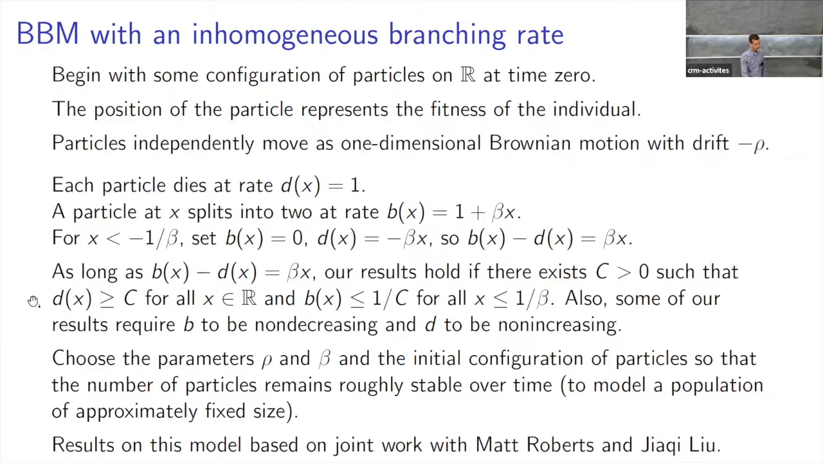Now, we want to use this branching Brownian motion process to approximate a population of fixed size. And so we're going to choose the parameters rho and beta, as well as the initial configuration of particles, in such a way that the number of particles remains reasonably stable over time. And the results that I state for this model will be based on two joint papers, one with Matt Roberts and one with Jiaqi Liu.